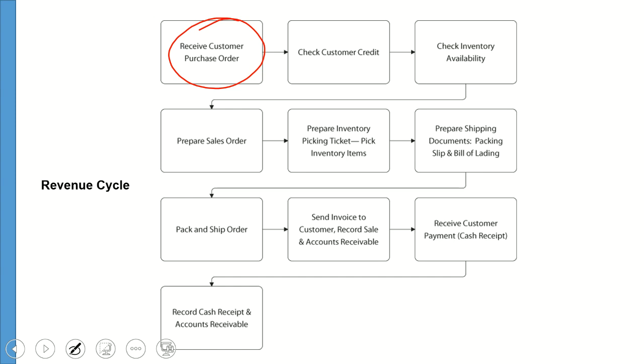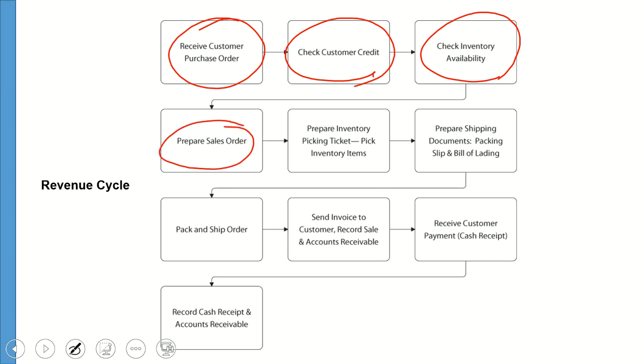Once you get the order, if this customer is buying from you on credit, you will check his credit. Has his limit been reached, and what is his credit history? Is he going to pay you the money? Once that is done, you will look at whether we have the inventory or not. For all this, we can use an accounting information system. A computer-based accounting system can be used to do all this processing. Then you will prepare a sales order.